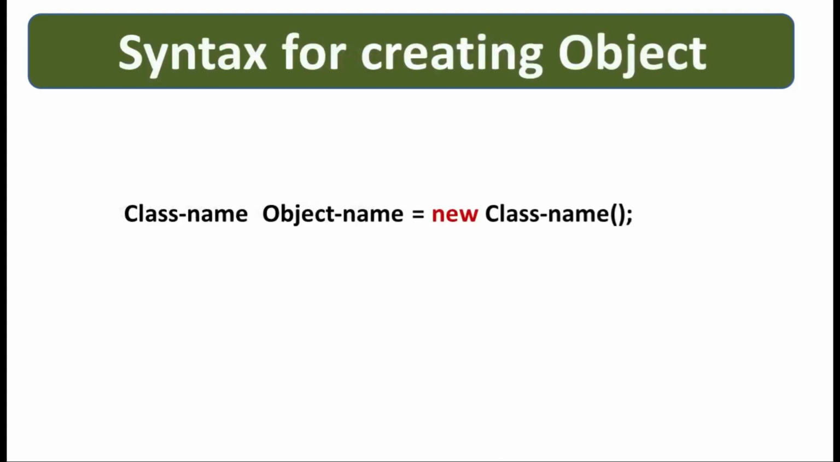So to create an object, this is the syntax. An object has to be created for a class, so that you already know. So this is the class name. This is the object name. Object name can be anything. It's up to you. Any name. Equals to new, class name, parenthesis.